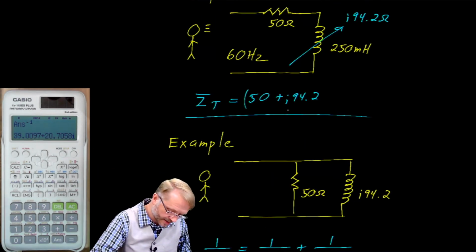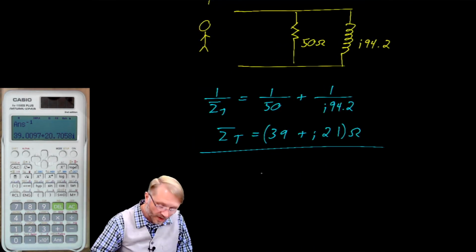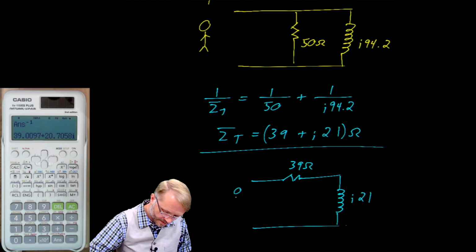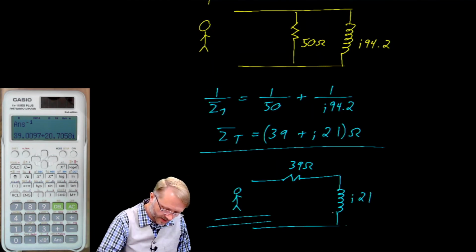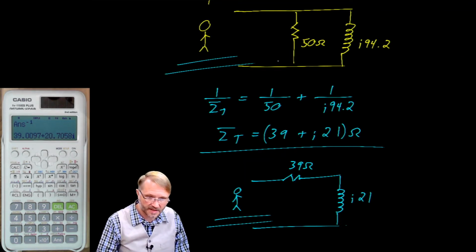By the way, I forgot to mention that up here as well. That's ohms. What this tells us is this parallel circuit is the same as a series circuit with these values. In fact, if you were to look into these circuits, you can't tell this one from that one. They have identical impedances.